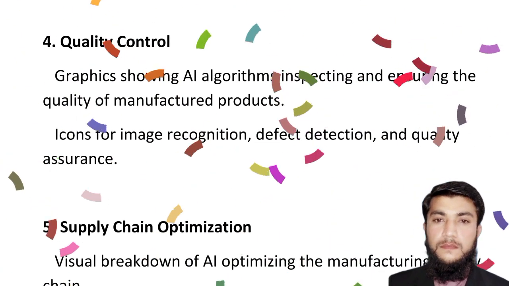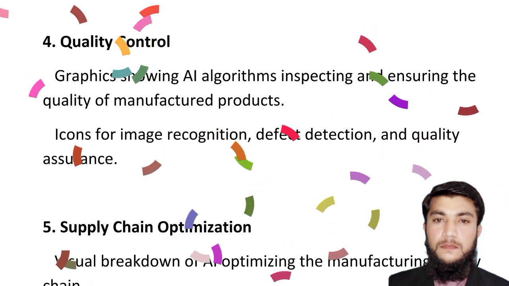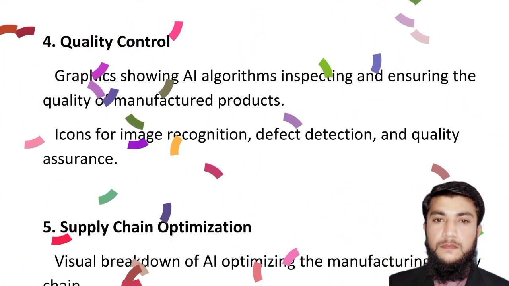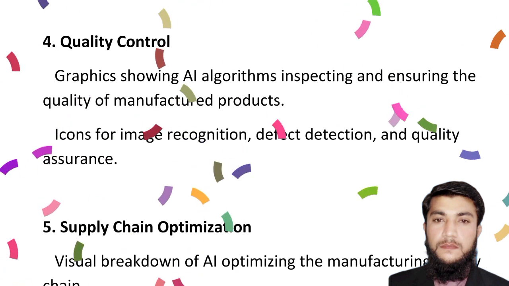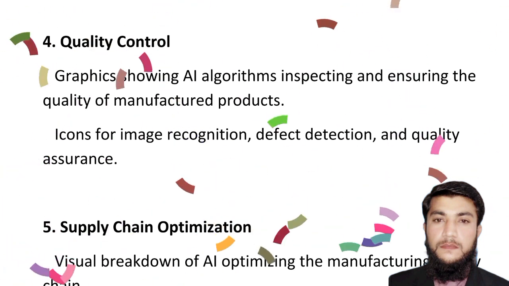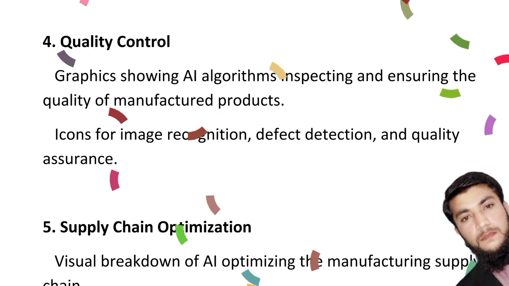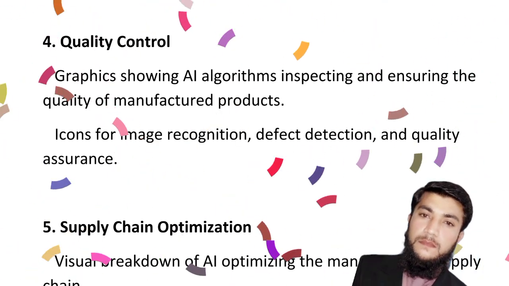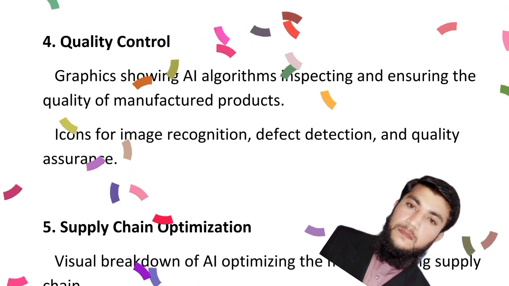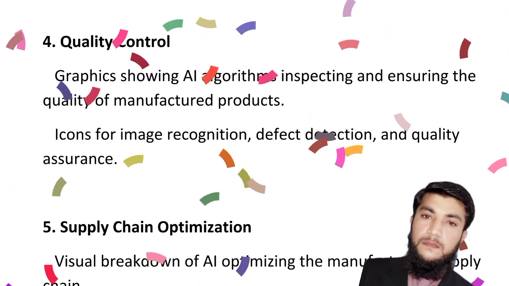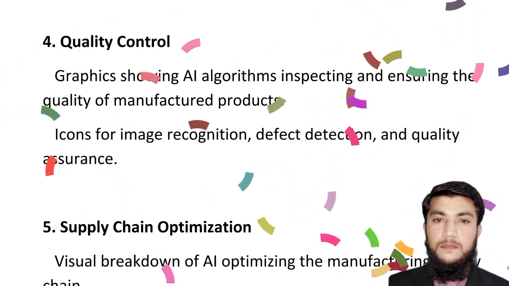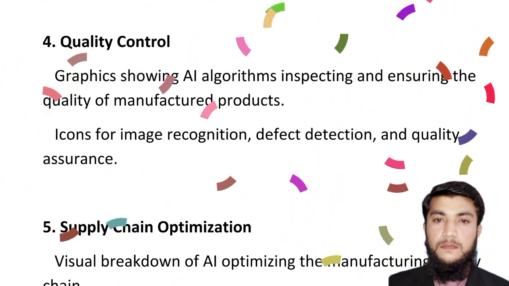Guys, let's see the point number 4. Quality control. Graphics showing AI algorithms inspecting and ensuring the quality of manufactured products. Icons for image recognition, defect detection, and quality assurance.